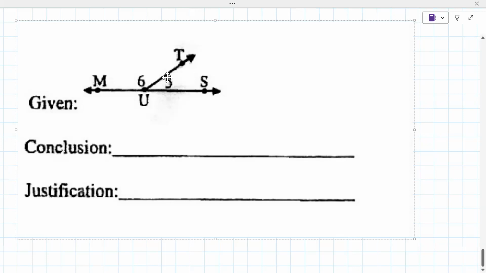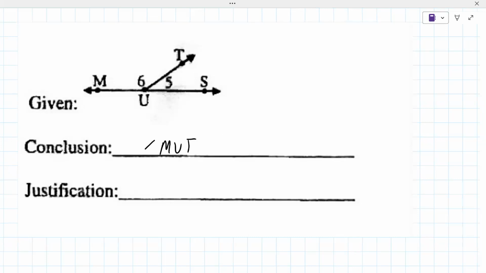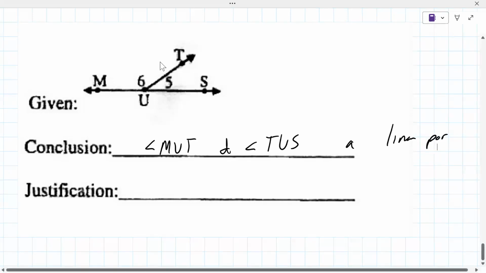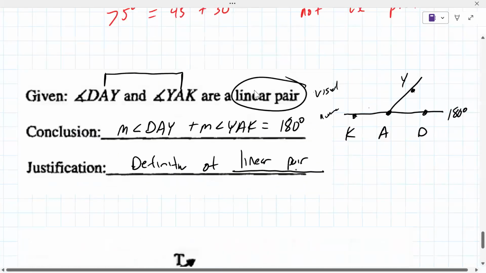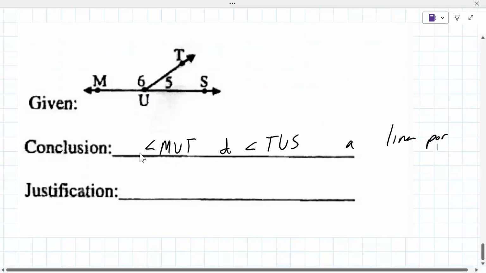This is like going backwards from the one we just did. What do we know about angle MUT and angle TUS? What do they make? A linear pair. Yes, this is the whole point of this course. If I tell you they're a linear pair, that means they add up to 180. If they fall on a straight line like this, they are a linear pair.